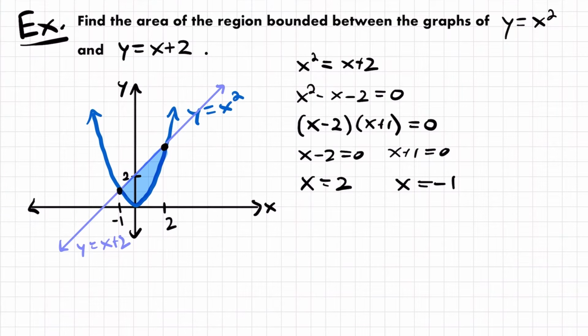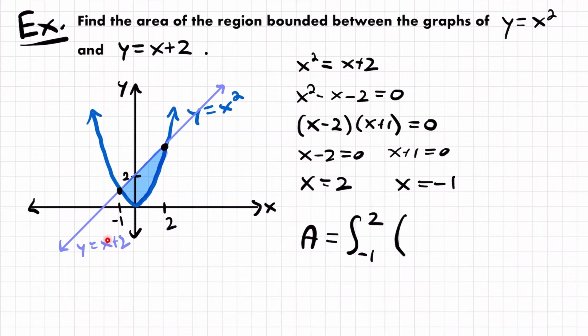Okay? And so now we are ready to set up our definite integral to calculate the area of this region. So we'll have that the area is equal to the integral from a to b, which in this case is from negative 1 to 2, of the top function minus the bottom function. Now in this case, if we look at this shaded region, which function is on top? Well, it looks like this line is on the top part of the shaded region, and this parabola is at the bottom of the shaded region.